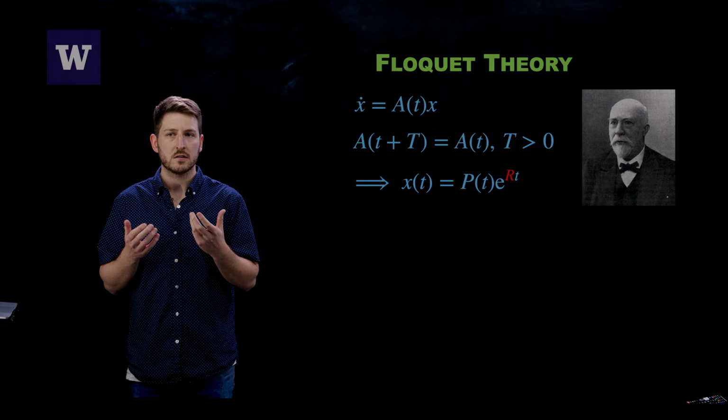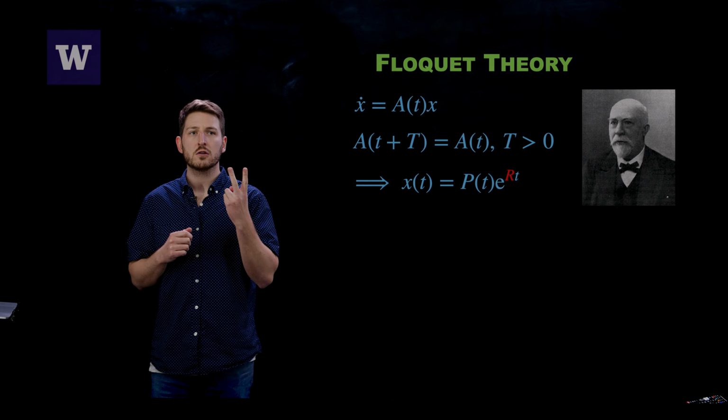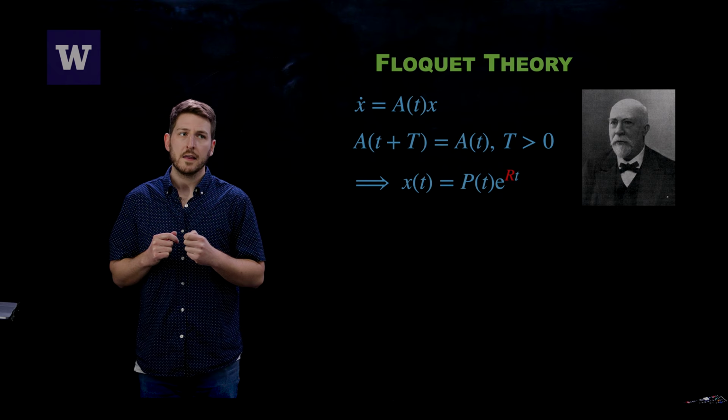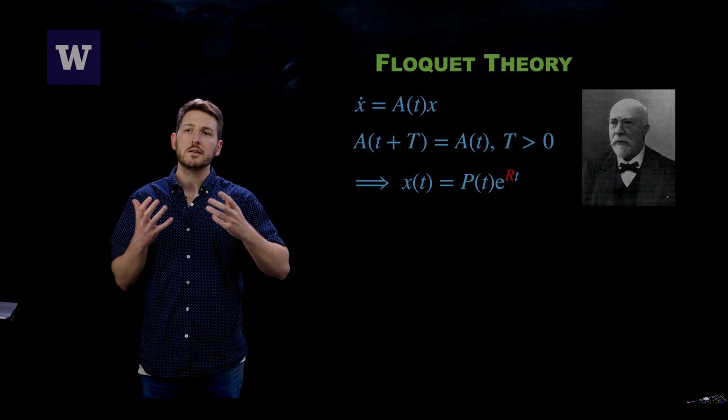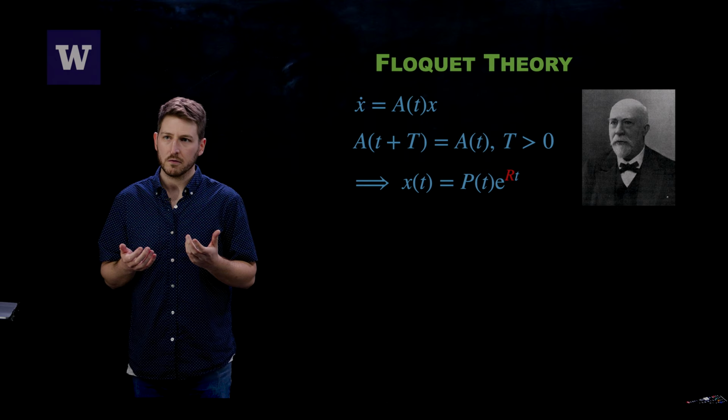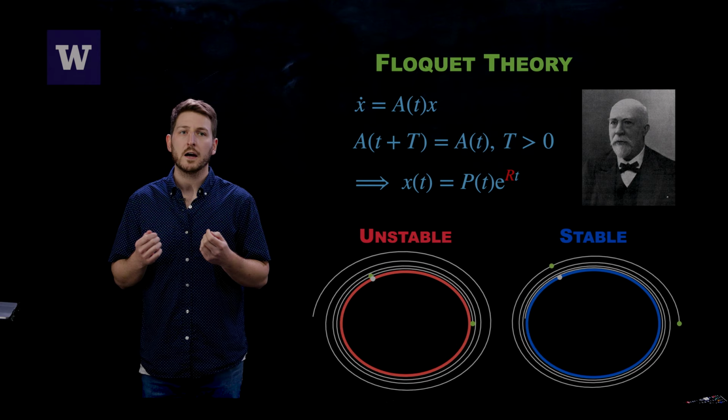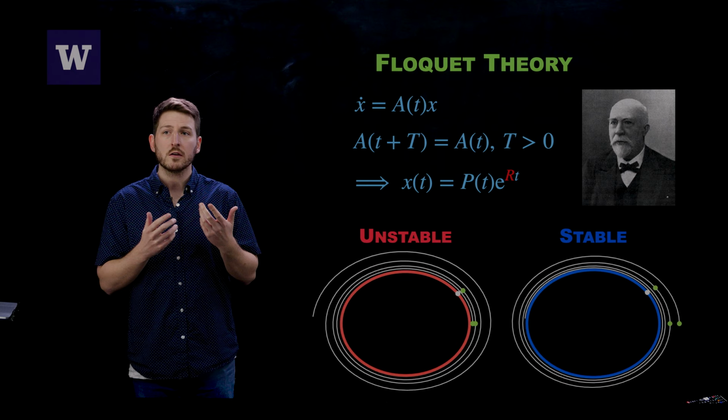What you can see from this is that the solution decomposes into two major parts, the first of which, P of T, is a periodic matrix, and the second of which is the recognizable exponential term. Now, what's not immediately obvious from looking at these equations is Floquet's motivation for studying these things. But it turns out that when you linearize a nonlinear dynamical system around a periodic orbit, the result is exactly these types of time-periodic equations.